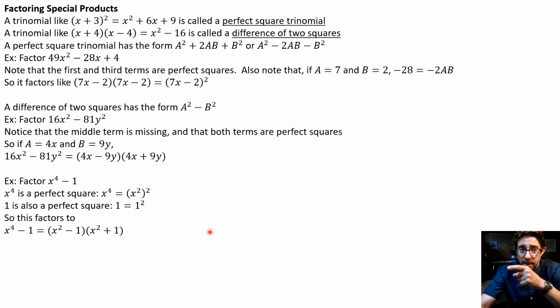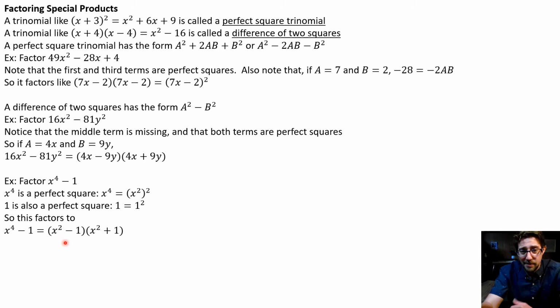So we're actually not done. Implied when we say factor is that I want you to factor it completely. So look at this first term. It is also a difference of 2 squares. So sometimes we factor and then we can actually keep going.